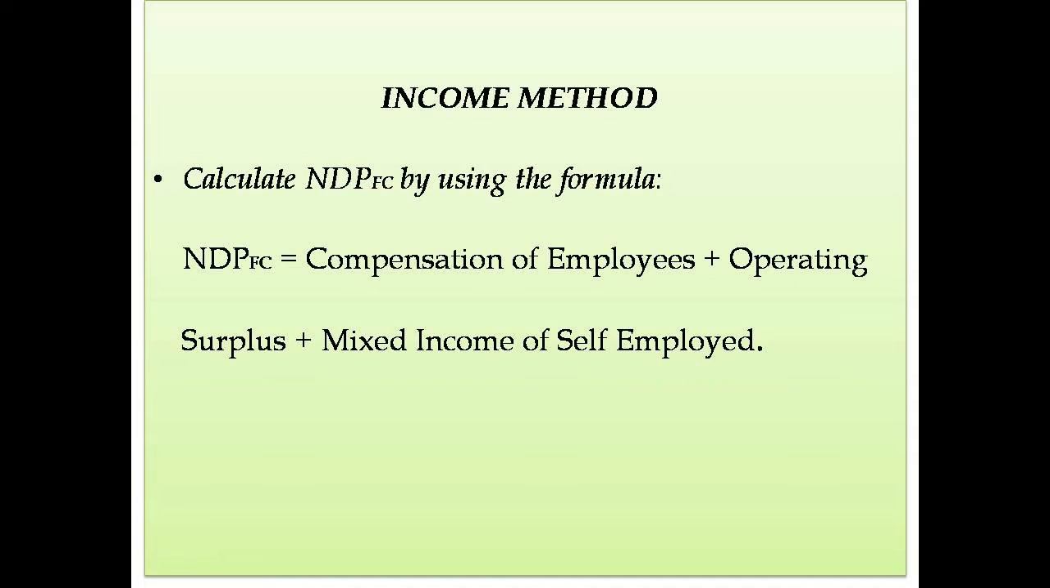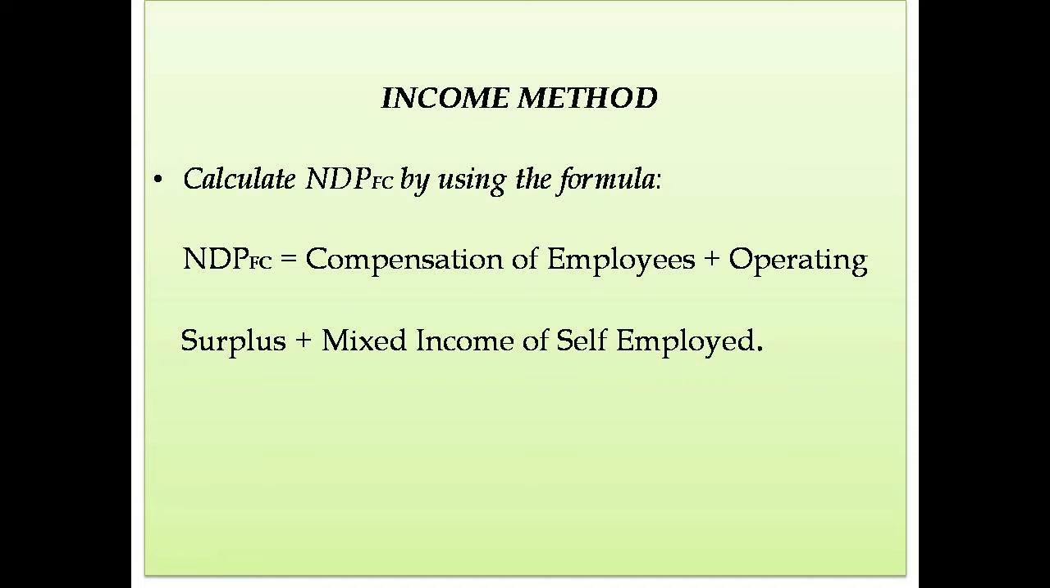Formula to calculate NDPFC is equal to compensation of employees plus operating surplus plus mixed income of self-employed. Compensation of employees, in short we can call it COE. Operating surplus we can write as OS. Mixed income of self-employed we can write as MI. So NDPFC is equal to COE plus OS plus MI.